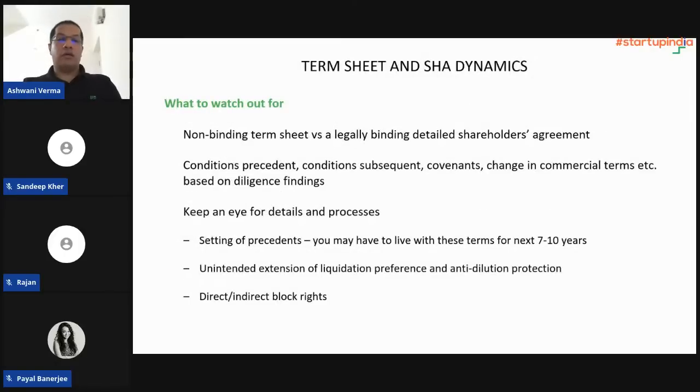The last slide, or the last point which I would like to discuss, is the transition from the term sheet to the SHA, before we get into discussion about the legal or the financial due diligence process. A lot of founders get the feeling that if we have signed the term sheet, the investment round is more or less over. But obviously, the reality is the documentation process has just started.